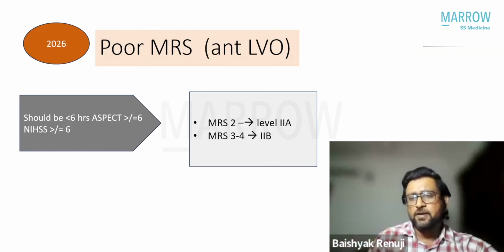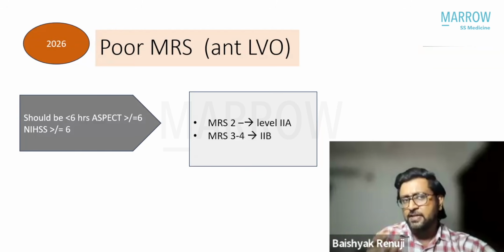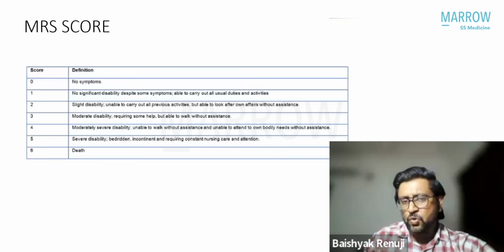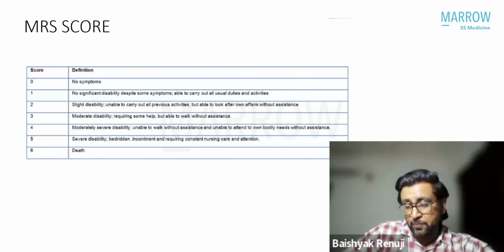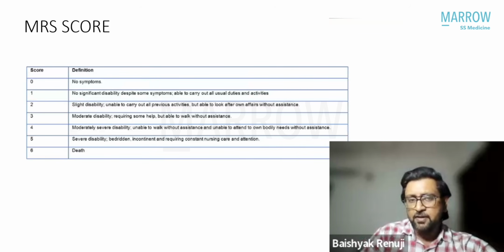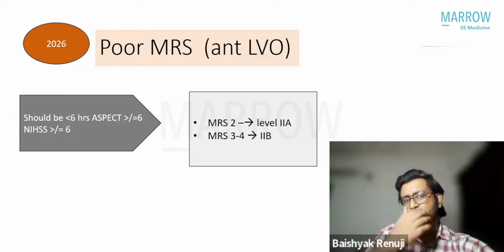So poor MRS LVO, you can take with lesser evidence, but it has to be within 6 hours. Aspects has to be more than 6, NIHSS has to be more than 6. Outside 6 hours, even now there is no criteria for poor MRS. I had seen many videos telling that even poor MRS they can take for lysis, thrombectomy. But there is a caveat: it should be within 6 hours, and aspects should be more than 6.